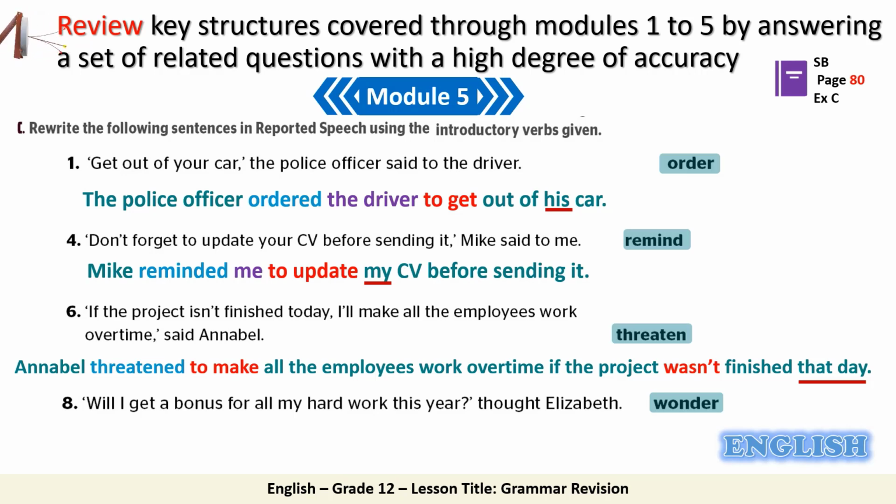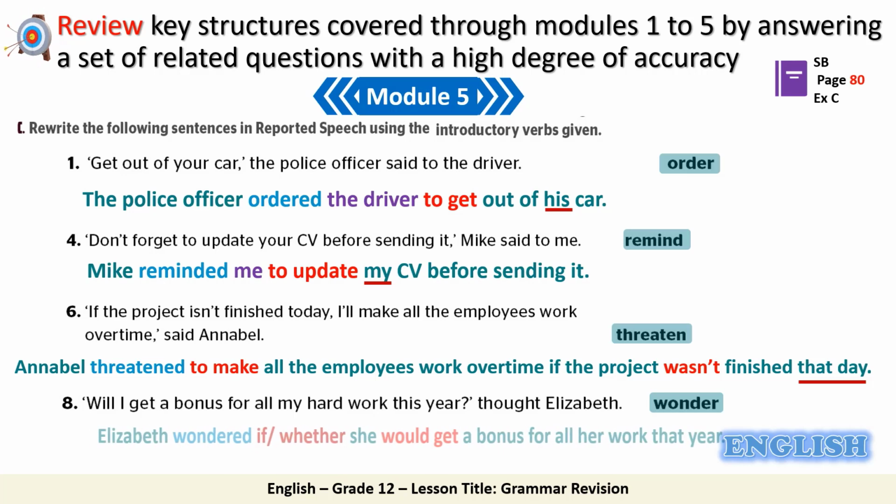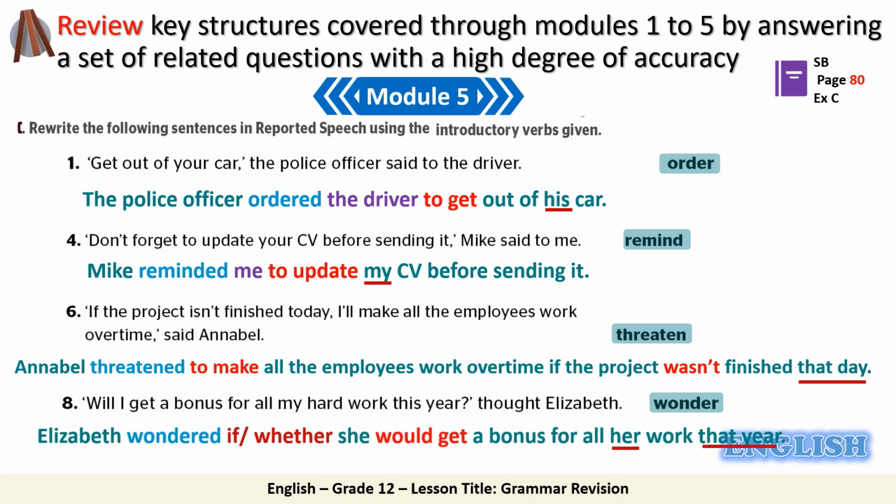The correct answer for the last sentence is, Elizabeth wondered if or whether she would get a bonus for all her work that year. You notice that if or whether should be used after the introductory verb wondered because it is a yes-no question. Then we change I to she, will get to would get, my becomes her, and this year becomes that year.